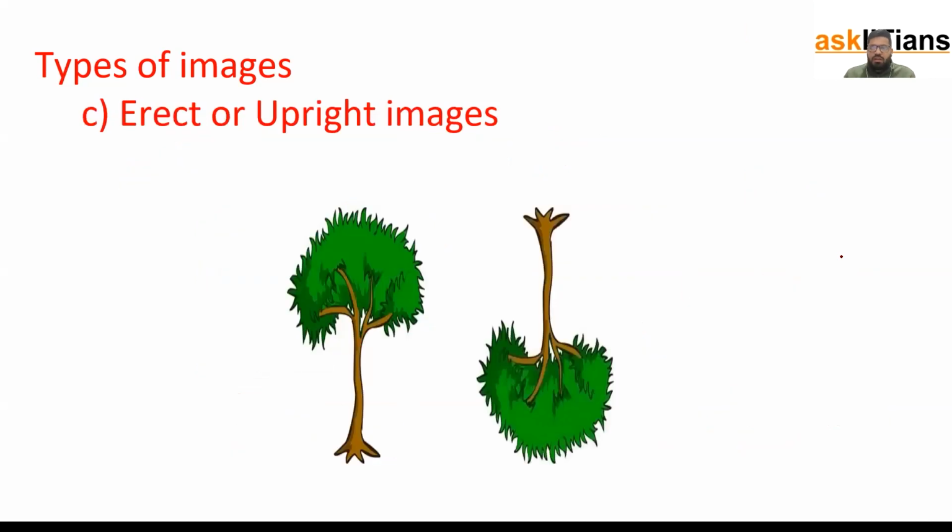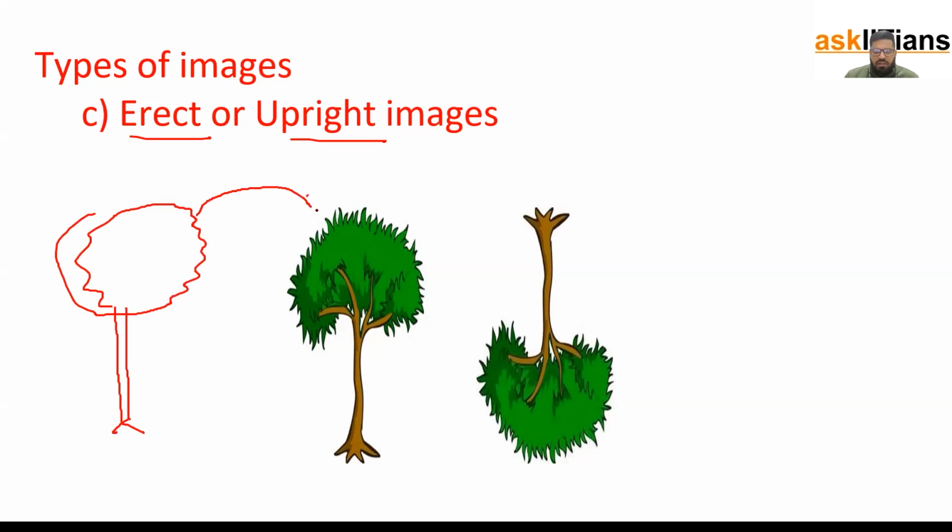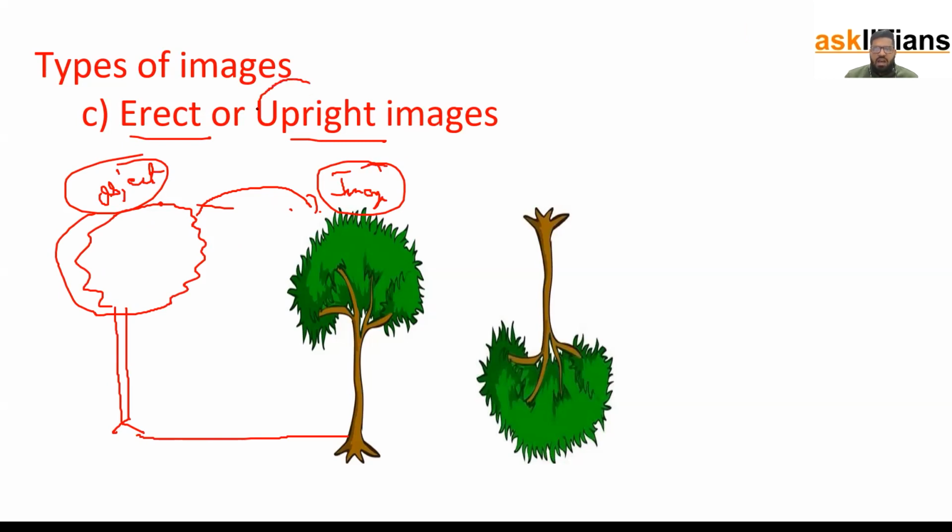Clear? Now the third property of images is erect or upright image. We have already had a discussion about that. Suppose this is a similar tree here. If the image of the tree is forming like this, this is the object basically, and this is the image. If the image formed has the same orientation as the object, because you can see the top of the tree is matching with the top of the image, the bottom of the tree is matching with the bottom of the image, then that type of image which has the same orientation as the object is known as an upright image.